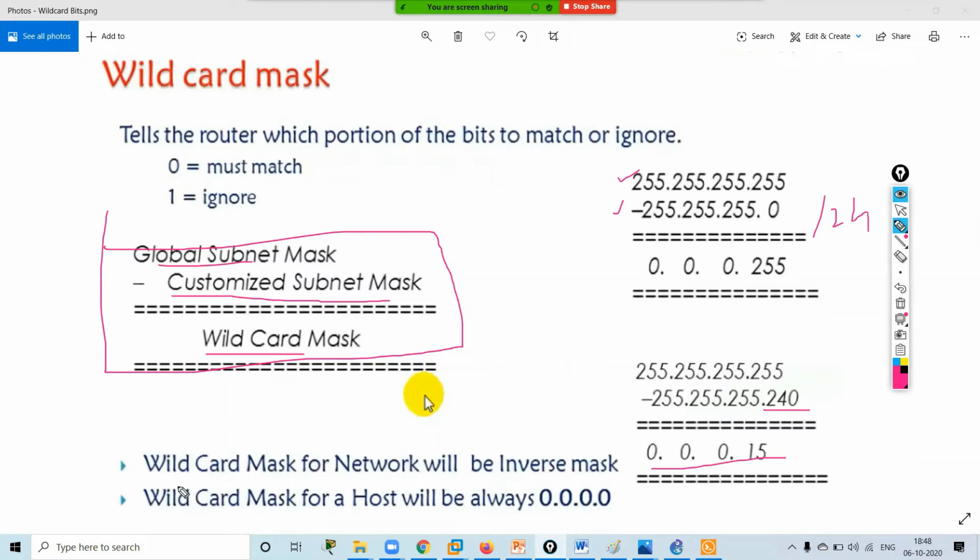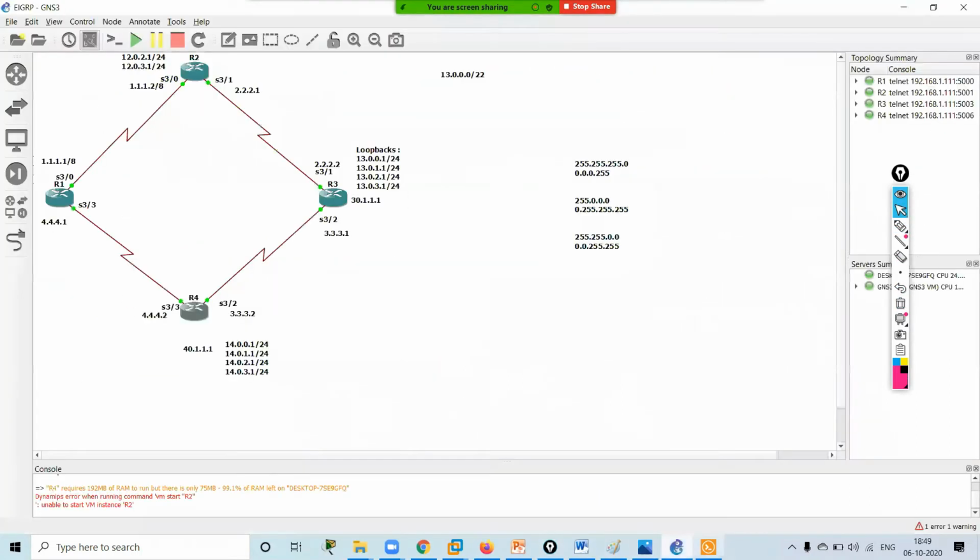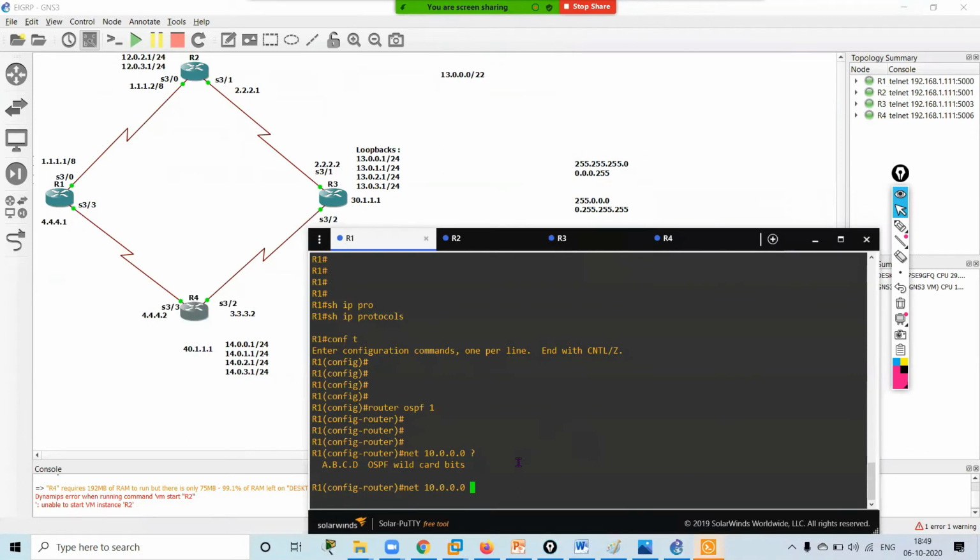The wildcard mask for a network will be the inverse mask, and the wildcard mask for a single host will always be 0.0.0.0. Understood? These are my wildcard bits. So what is my 10 dot network? The 10 dot network is my /8, so /8 will have this wildcard mask.